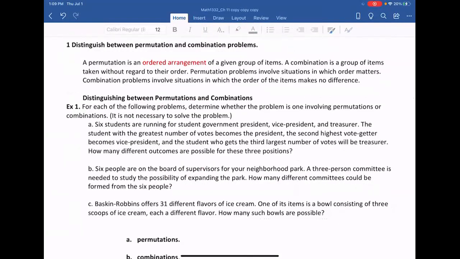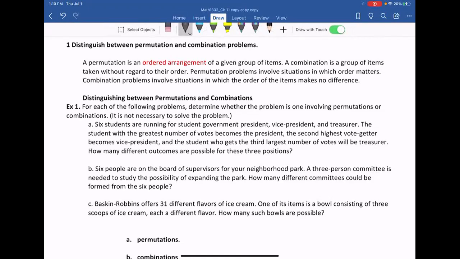A permutation is an ordered arrangement of a given group of items. A combination is a group of items taken without regard to their order. Permutation problems involve situations in which order matters. Combination problems involve situations in which the order of the items makes no difference. So let's distinguish between the permutation and the combination. For the first example, decide whether the first one, second one, and third one are permutations or combinations.